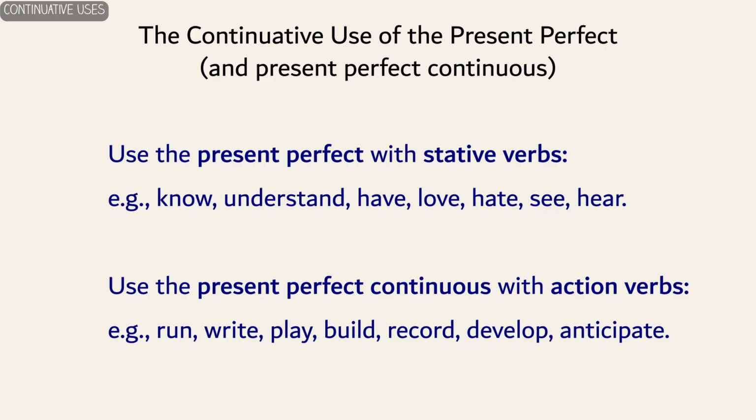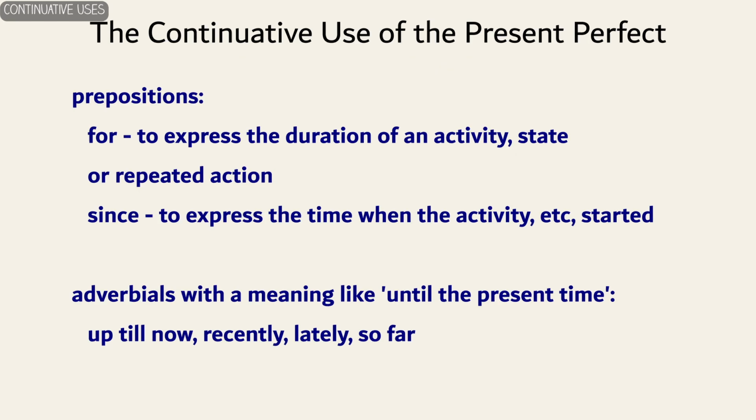So to review what we've gone over so far, we use the present perfect to describe states and activities that began in the past and continue up till now or until very recently. We use the present perfect with stative verbs and the present perfect continuous with action verbs. Keywords we often hear with the continuative use of the present perfect and present perfect continuous include the prepositions for and since, and the adverbs and adverbials up till now, recently, lately, and so far. Okay, so that's all for the continuative use of the present perfect. But what about the second category that I mentioned earlier?